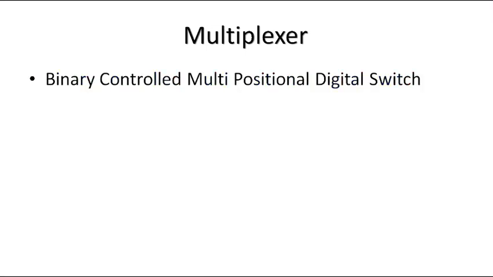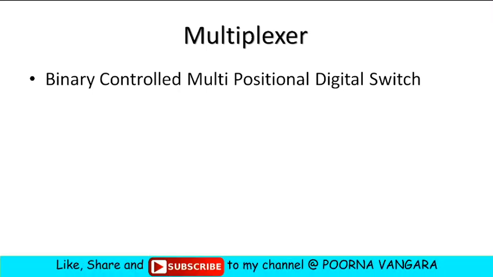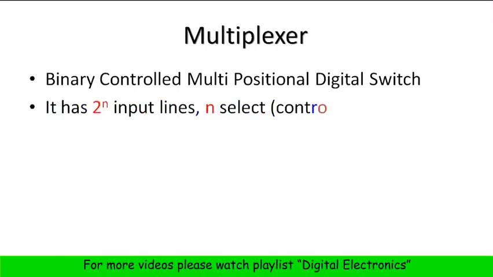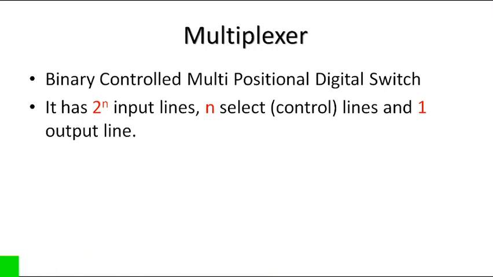We are not going to see the multiplexer in depth, but just the definition and the operation. So multiplexer is nothing but a binary controlled multi-positional digital switch. That means there are multiple input lines and always we are connecting one of the input lines to the output line based on selection lines. That is, it has 2 power n input lines and n selection lines and one output line. Always a multiplexer will have only one output line.